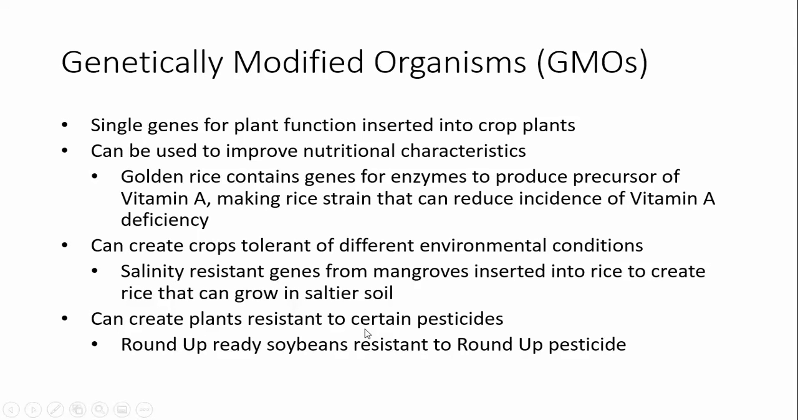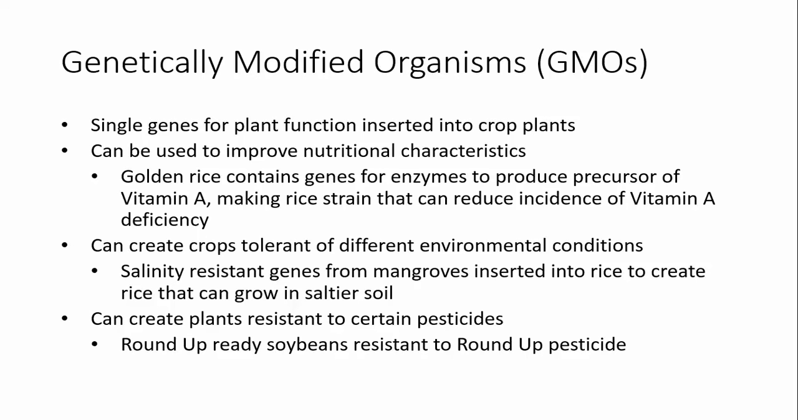So, as far as crops go, you can actually do some genetic modifications to improve the nutritional characteristics of a particular plant. So, for example, rice is a grain that's used to feed a large part of the world's population. However, you can actually make it a little more nutritious by adding genes to it, which cause it to produce something called beta carotene, which is a precursor for making vitamin A.